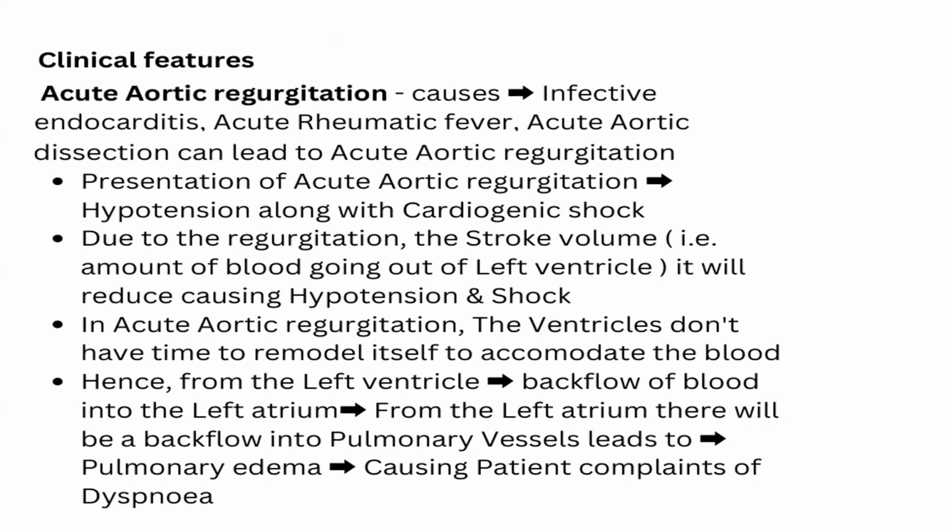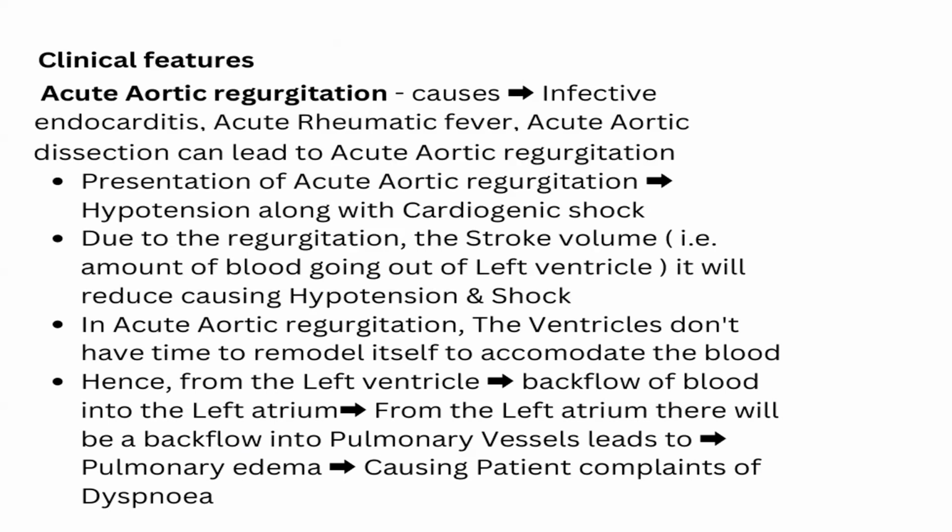Because now the blood from the aorta is not going ahead in the body, it is going back into the left ventricle because of regurgitation. So your patient will present with hypotension and cardiogenic shock. Due to the regurgitation, the stroke volume, that is the amount of blood going out of the left ventricle, will be reduced, causing hypotension and shock, right?